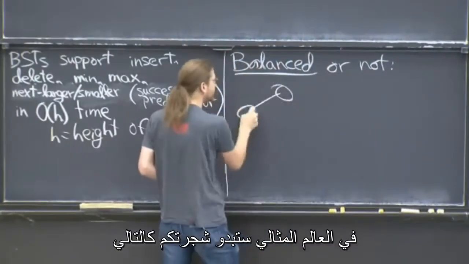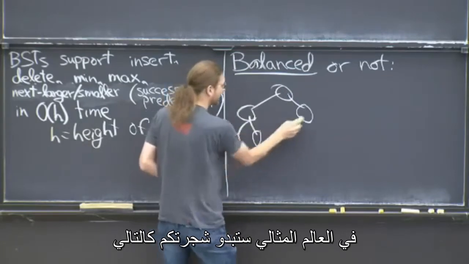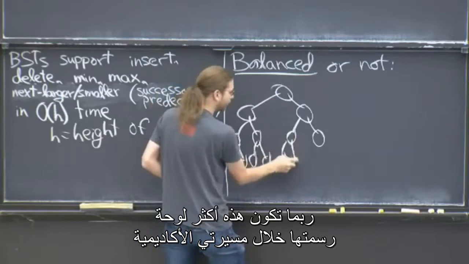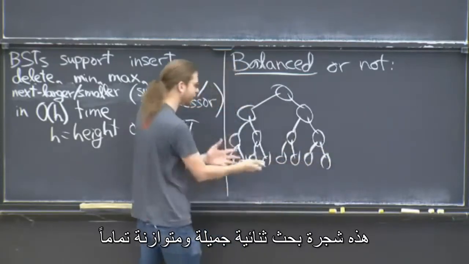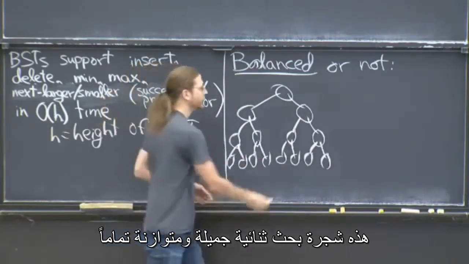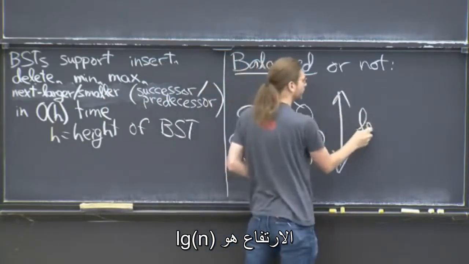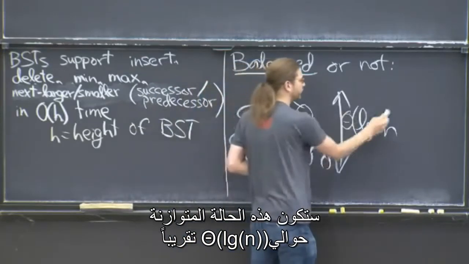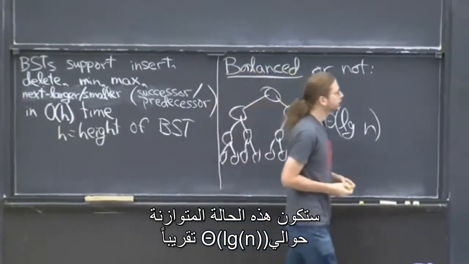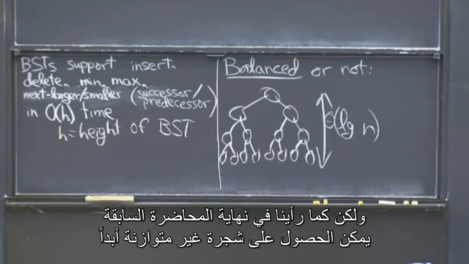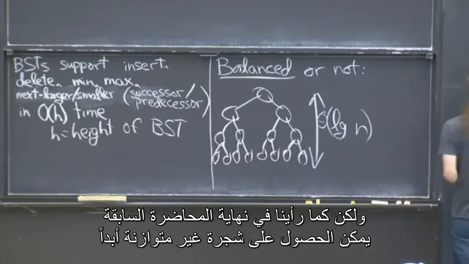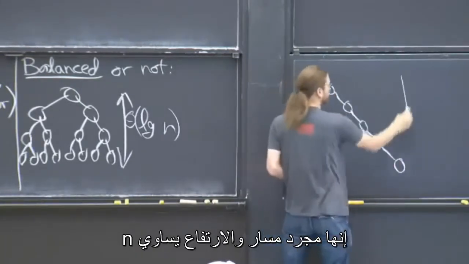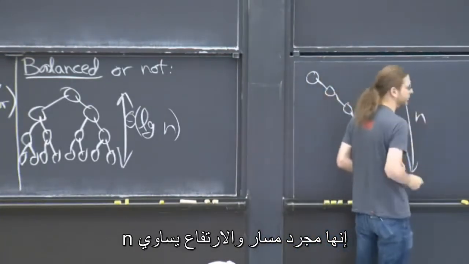So in an ideal world, your tree is going to look something like this. I've drawn this picture probably the most in my academic career. This is a nice, perfectly balanced binary search tree. The height is log n. This would be the balanced case. I mean, roughly log n. Just put theta to be approximate. But as we saw at the end of last class, you can have a very unbalanced tree. It's just a path, and there the height is n.